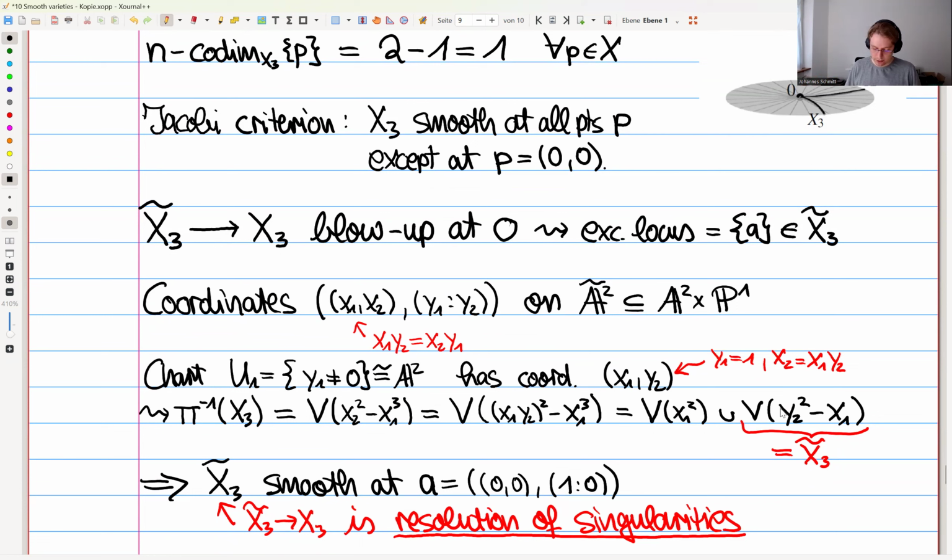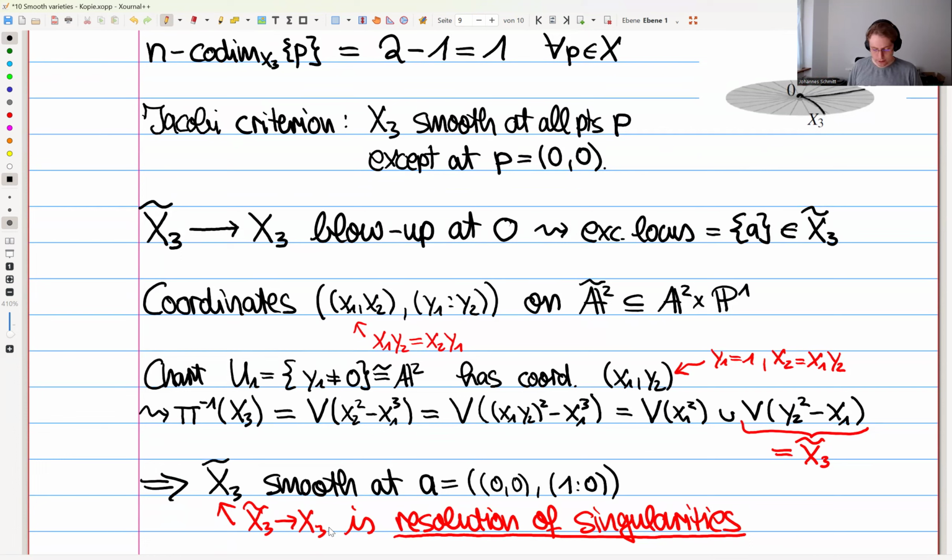And we see, somehow in local coordinates here, this thing just looked like the standard parabola. We have seen the standard parabola is smooth at the origin. And so the x3 tilde is smooth at this point. Why is this interesting? Well, it's interesting because we started with this curve x3, which had a singularity at this point. And then after blowing it up, the blow up x3 tilde is actually smooth at all the preimage points, or at the unique preimage point.